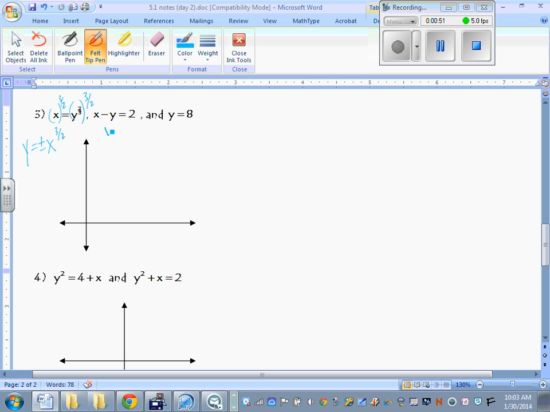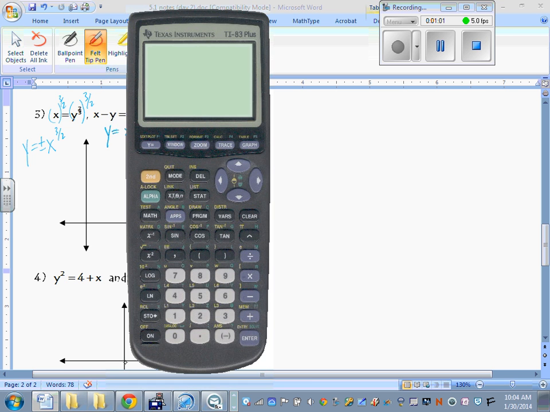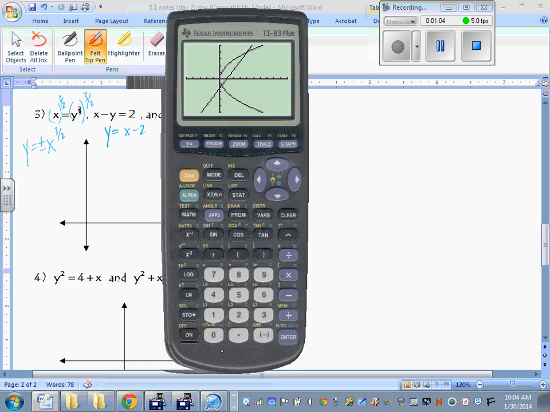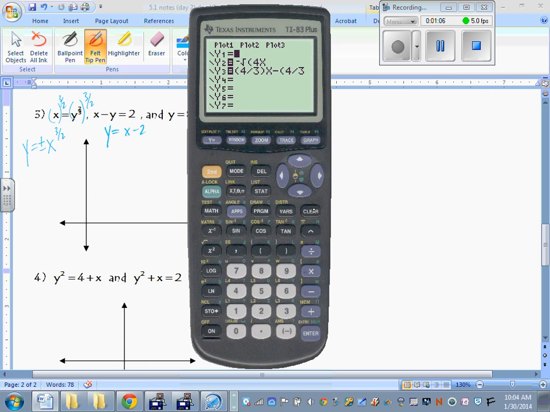Alright, then this equation, y equals x minus 2, and then y equals 8. So we have 3 graphs this time that we're going to put on our calculator. Although, really we have to put 4 equations because this one has 2. So we have x to the 3/2, negative x to the 3/2, x minus 2, and then y equals 8.